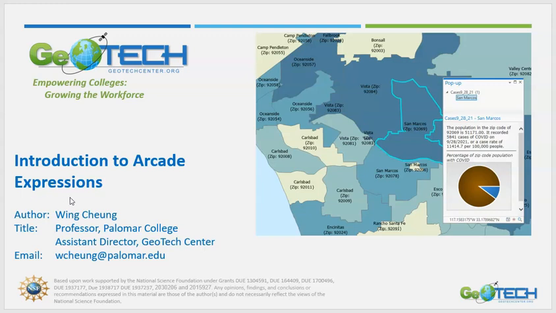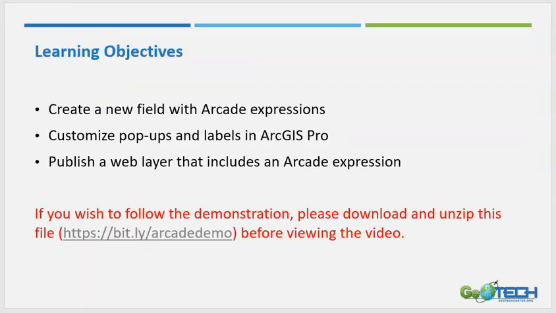My name is Wayne Cheung. I'm a professor of Geography and GIS at Palomar College, and I'm also an assistant director with the Geotech Center. In this video, you'll learn how to create a new field of arcade expressions, customize pop-ups and labels in ArcGIS Pro, and also publish a web layer to ArcGIS Online that includes an arcade expression.